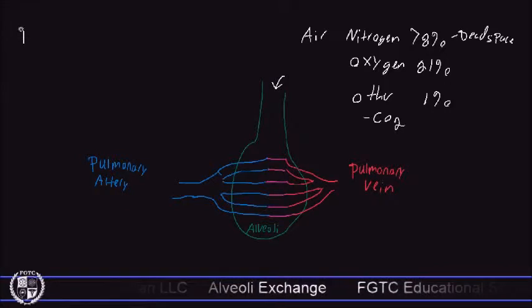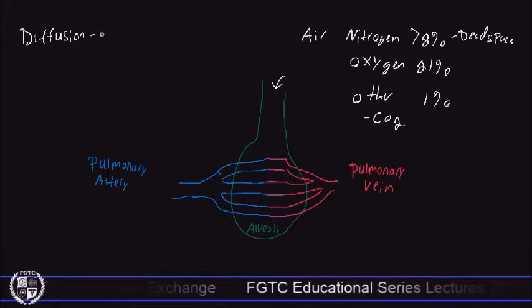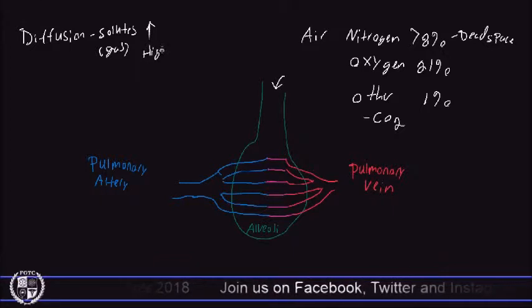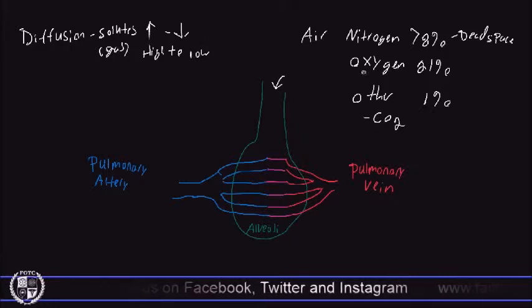And so the way that your alveoli works is through a process called diffusion, which essentially takes solutes, in this case a gas, from a high to a low concentration. So I have a high concentration of oxygen, and that high concentration of oxygen is going to diffuse into the capillaries, where there is a low concentration of oxygen.